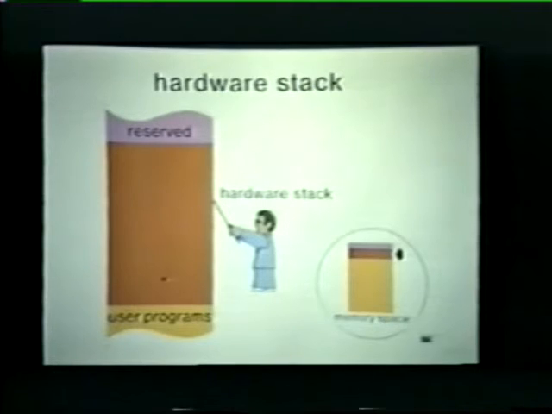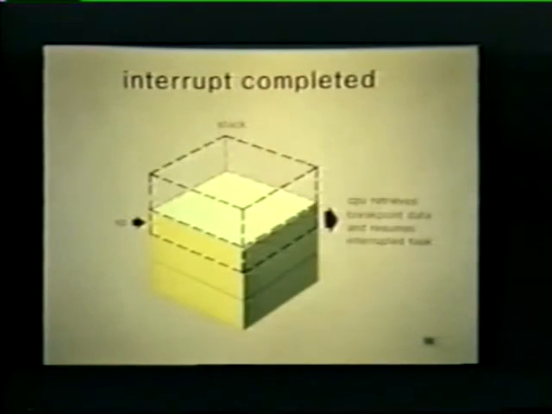Let's quickly review the function of the hardware stack. The hardware stack allows the processor to temporarily store essential breakpoint data before going off to service an interrupt or trap. This breakpoint data consists of the current values in the PC and PSW registers. After the interrupt or trap has been serviced, the old PC and status word are retrieved from the hardware stack. The main program then resumes at the point where it was interrupted.